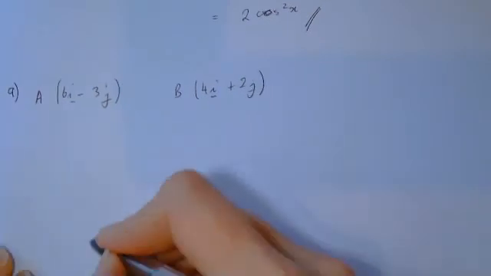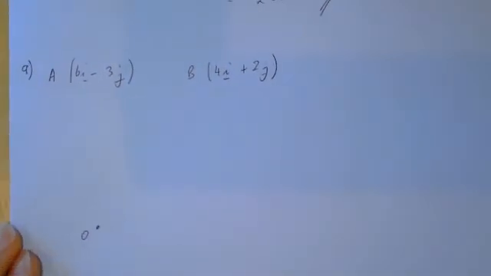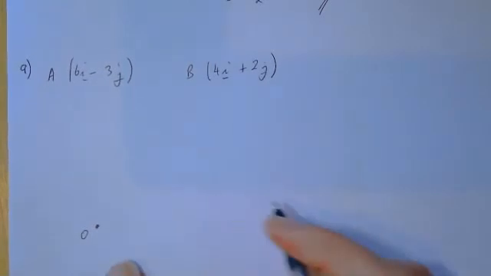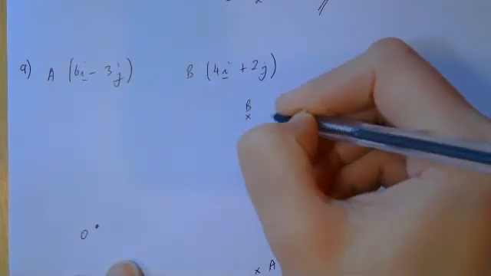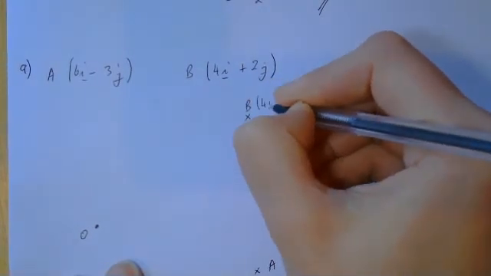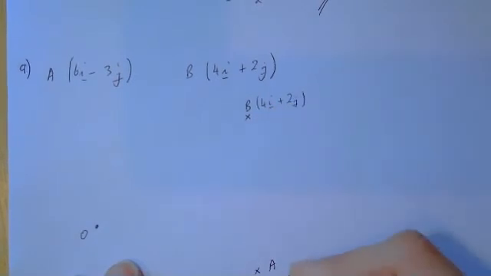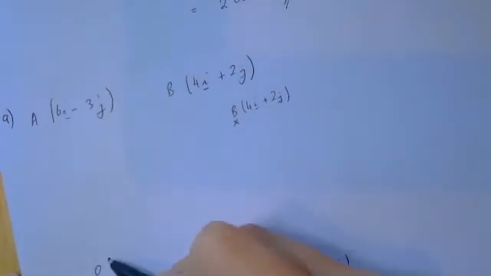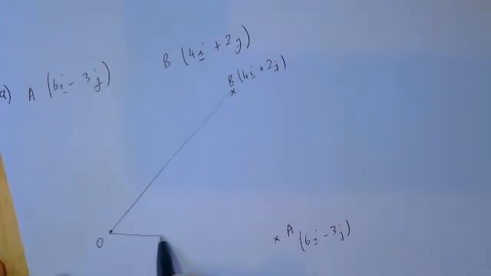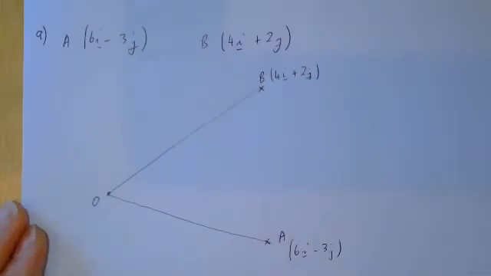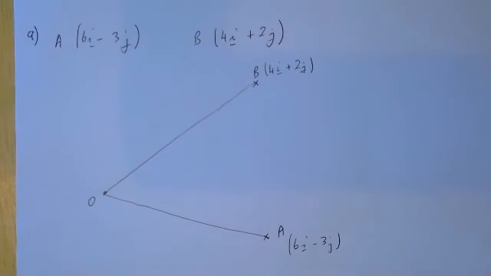Now these are position vectors, which means that they're relative to some random origin. So I'm going to label 2 random points and just put them on a picture. It doesn't matter in the slightest where you put them. And this is 6i minus 3j. That's how I get from the origin to B, and that's how I get from the origin to A.